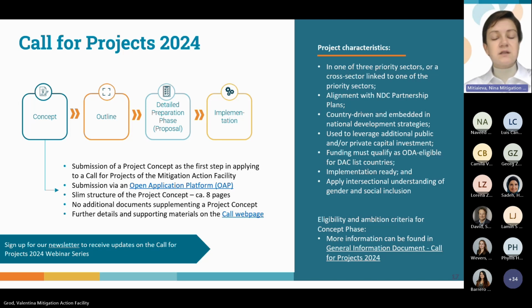What is the technical assistance that you want to provide? What are your envisioned target groups? And what is the potential mitigation potential of the project? The level of detail will grow as you move forward. If you are selected for the outline phase, you will basically, along the same aspects, need to elaborate your activities and information on your impact in more detail.